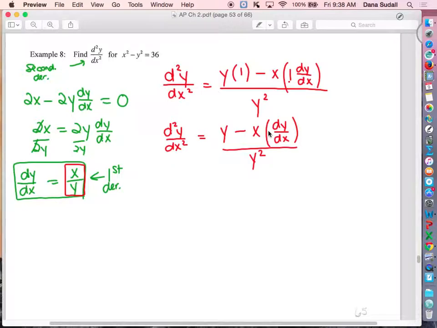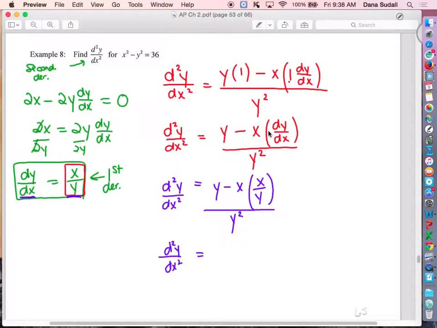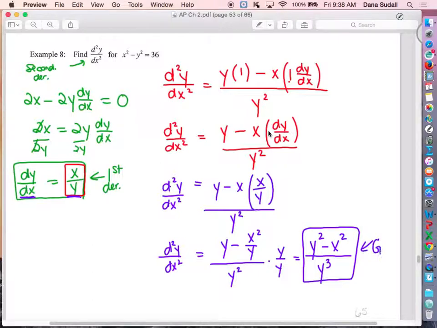Now that looks pretty clunky. There's something else that we can do with this. If you look back, we know what dy over dx is equal to. It's equal to x over y. So in this derivative, I'm going to take out dy over dx, and I'm going to replace it with what dy over dx is equal to in terms of x's and y's. And then I can simplify this. I have y minus x squared over y, divided by y squared. Complex fraction, if I multiply top and bottom by y, I'll have y squared minus x squared in the top, and I'll have y cubed in the bottom. So this answer is good.